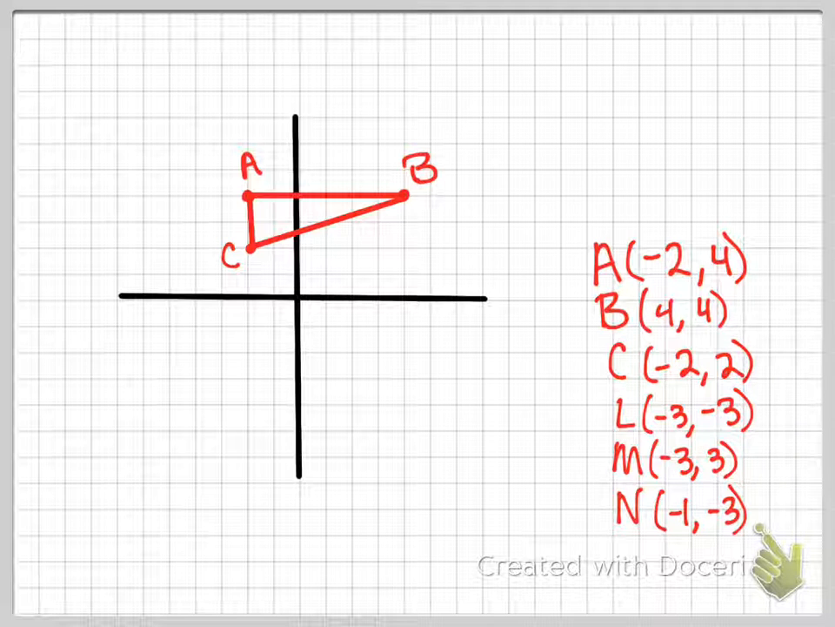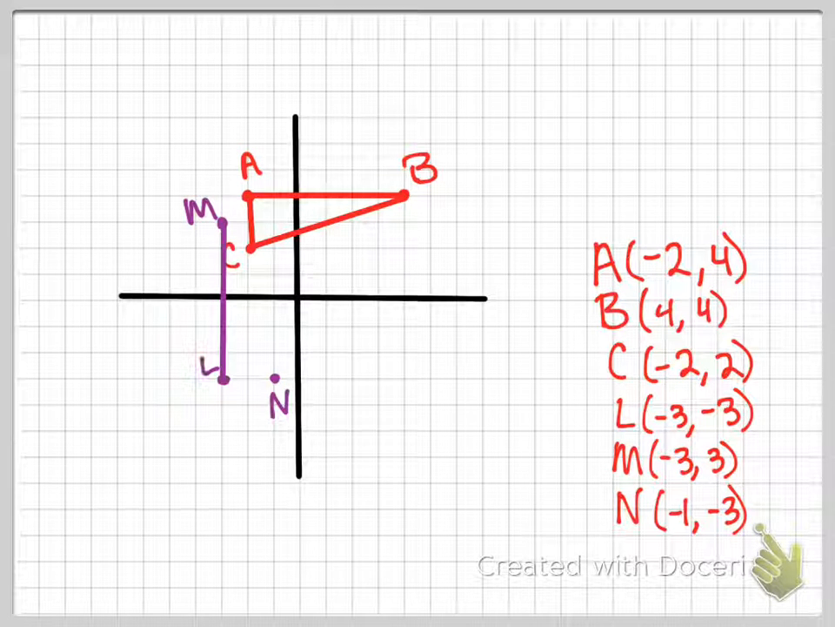Now let's graph LMN. -3, -3. Where do I go? Left 3, down 3. What about -3, 3? Left 3, up 3. Okay, there's M. And N is at -1, -3. Left 1, down 3. Okay. Kind of cut off point C there a little bit.